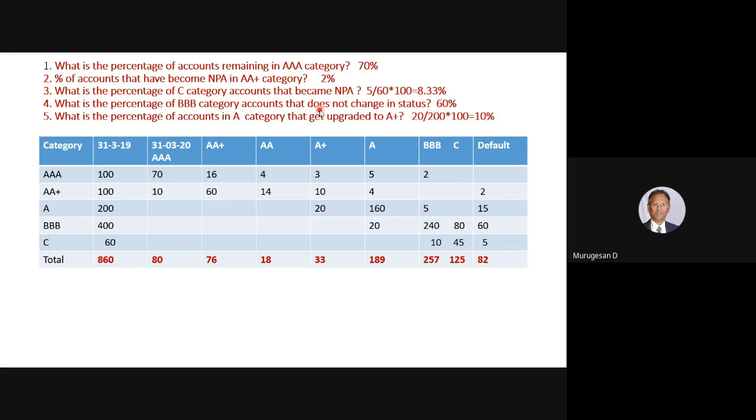The last question: what's the percentage of accounts in A category upgraded to A plus? A category, 200 accounts are there. 160 accounts still remain as A, and 20 accounts have been upgraded. So 20 divided by 200, 10% is upgraded. I've just given an example. I hope you understood, this is simple. Nowadays they are not asking, but still, by chance, if they ask, don't miss it. 5 marks you are getting.